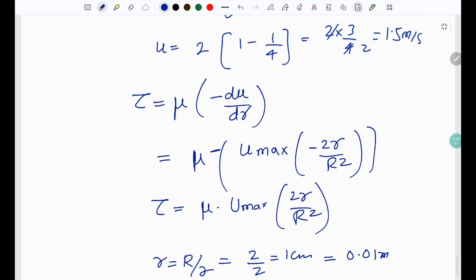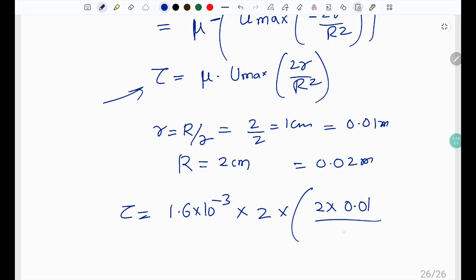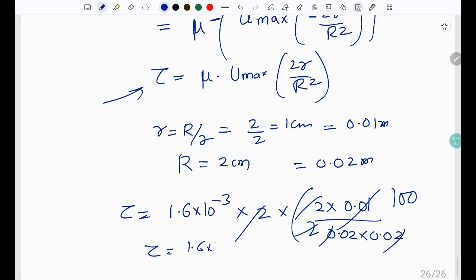So let's find out tau. Mu is 1.6 into 10 to the power minus 3. Using this formula, U max is 2, times 2 into the radius 0.01, and the capital radius is 0.02 into 0.02. This becomes 200. Tau becomes 1.6 into 10 to the power minus 1. Tau becomes 0.16 Newton per meter square.